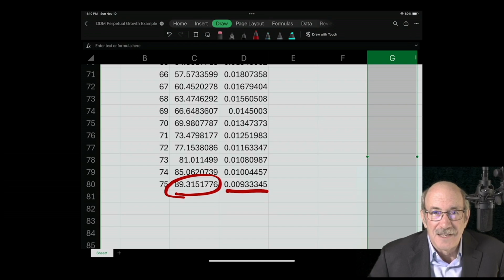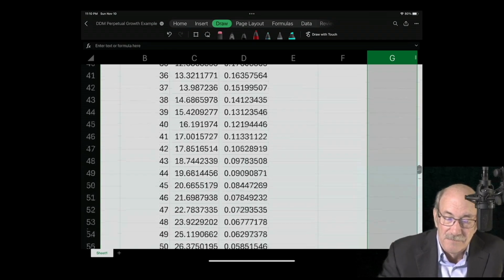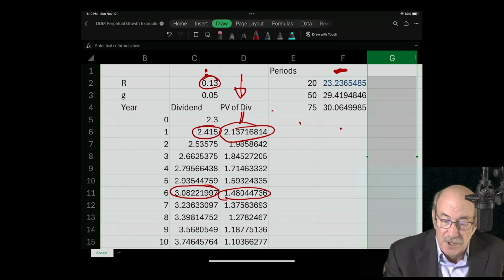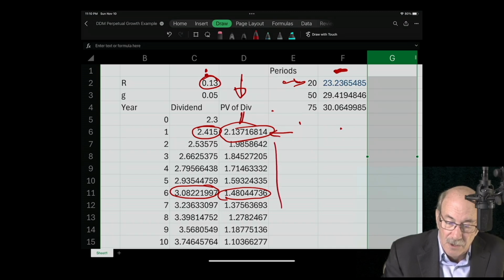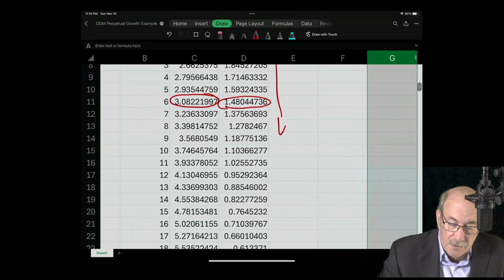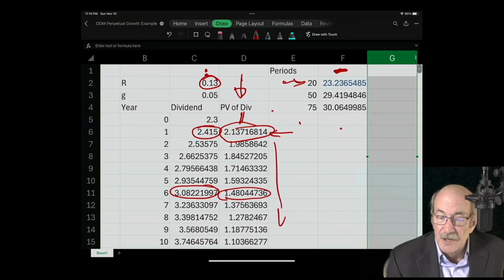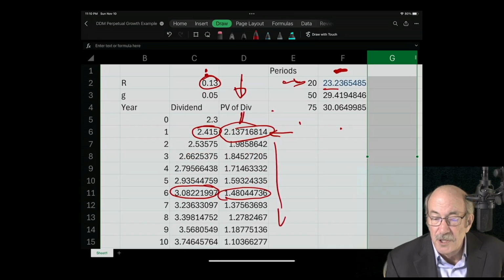It's 0.9 cents. Now, over here in column F, what I've done is I have added up all of the dividends for various periods of time. So in this cell, I've got 20 periods. So I've added this value and all the way down until I get to here, and I stop. So I've added all of those up, and that totals up to 23.23.